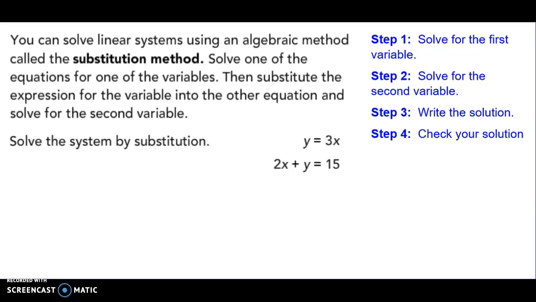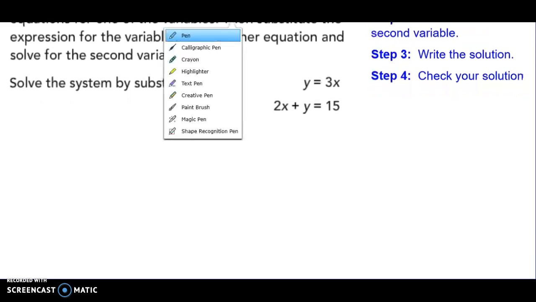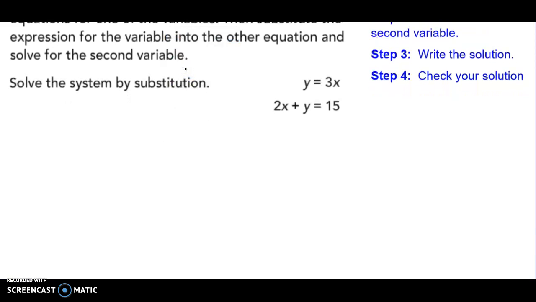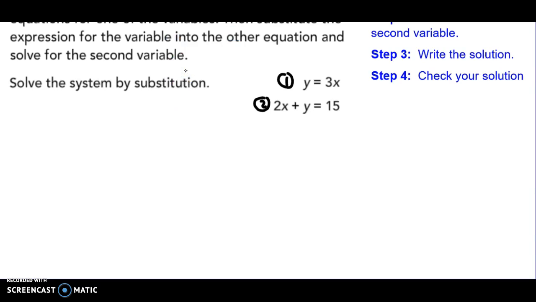Solve the system by substitution. So we're going to take this one a little slow. In the first equation, I'm going to go ahead and number that, equation 1 and equation 2. So in the first equation, it reads y equals 3x. The second equation reads 2x plus y equals 15.